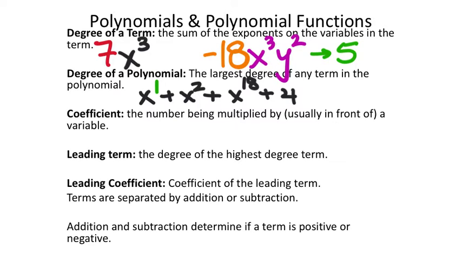Now we know what a coefficient is. A coefficient is a number that is being multiplied by a letter. That is all. And so up here, 7 would be considered the coefficient of this term. Negative 18 would be considered the coefficient of this term, okay? Usually it's in front of the letter, that's another way to say it.